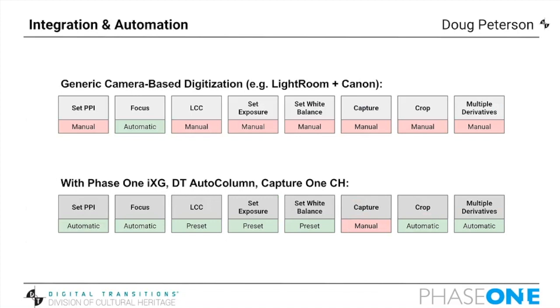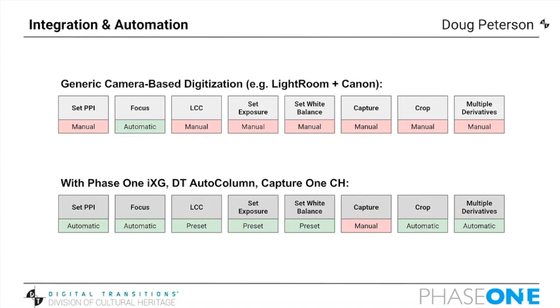It doesn't have a lot of integration. The only automation you're going to see in a system like that tends to be autofocus if and where appropriate. But as we look at in detail later, autofocus from a commodity camera is often not appropriate for cultural heritage applications.